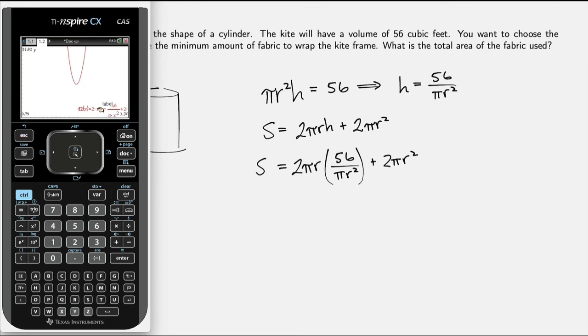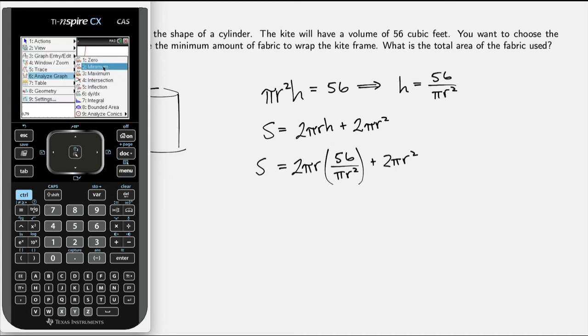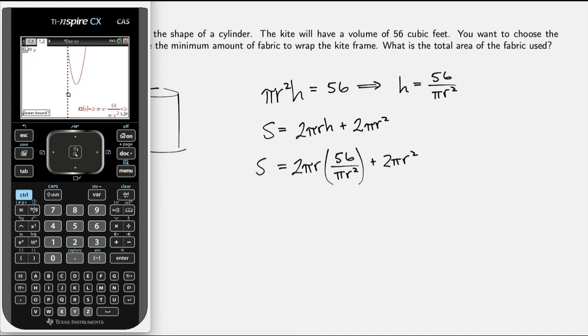And so now we want to find that point. So to find that, we'll do menu, analyze graph and minimum, and then click to the left of it and click to the right of it, and there is our minimum. The first coordinate is, of course, that variable r, that input variable r. So when the radius is 2.07333, our output is s, the surface area, and that is 81.0289. And that's what the question here is asking.